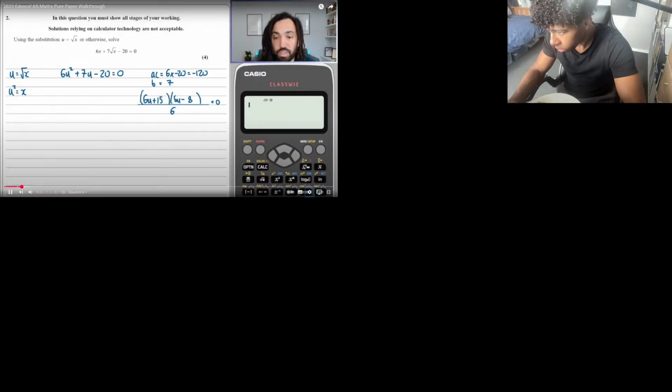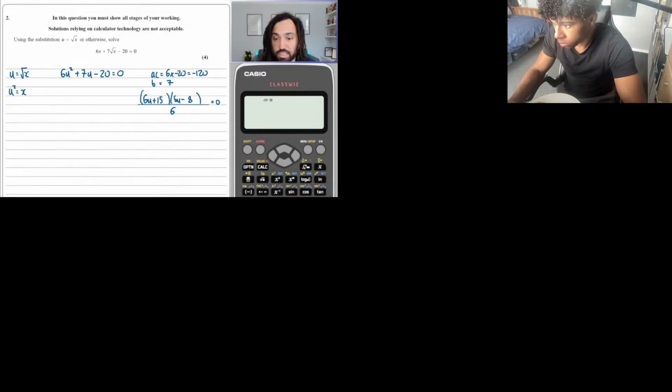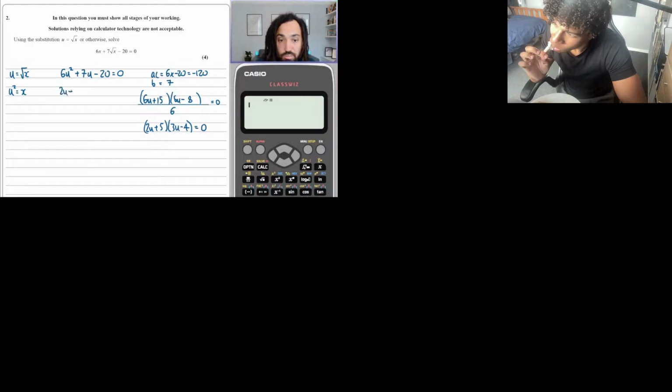Oh, good. Okay, how do I divide these two by 6? Well, I can divide the one on the left by 3, like so, and I can divide the one on the right by 2. And overall, I've divided the whole thing by 6. Okay, great. So I can now write this over here on this line of working. And that tells me that u is equal to minus 5 over 2 by solving that mini bracket here. And solving this bracket gives me u is equal to 4 over 3.